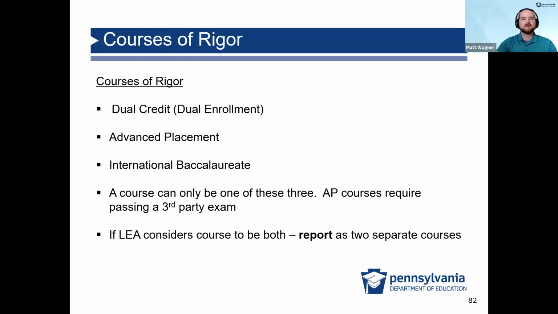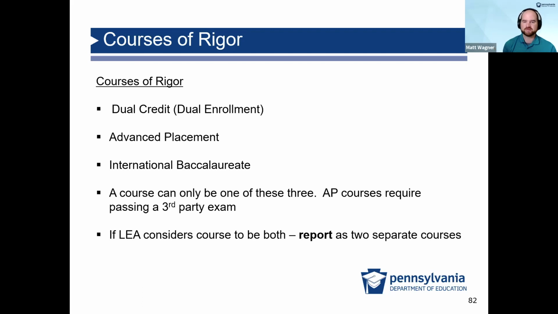All right, courses of rigor. You have your dual credit or dual enrollment. You have advanced placement, and you have international baccalaureate. A course can only be one of these three. We have had LEAs try to say that a course is AP and dual credit a lot. That's not possible. AP requires a third-party exam to pass the course and get credit for it, where dual credit is passing the course itself.